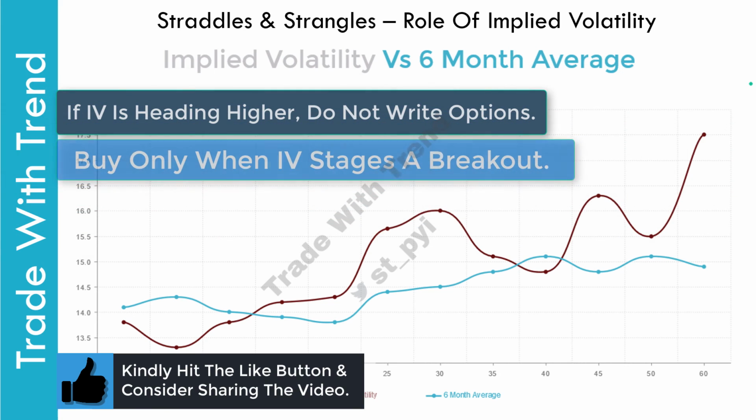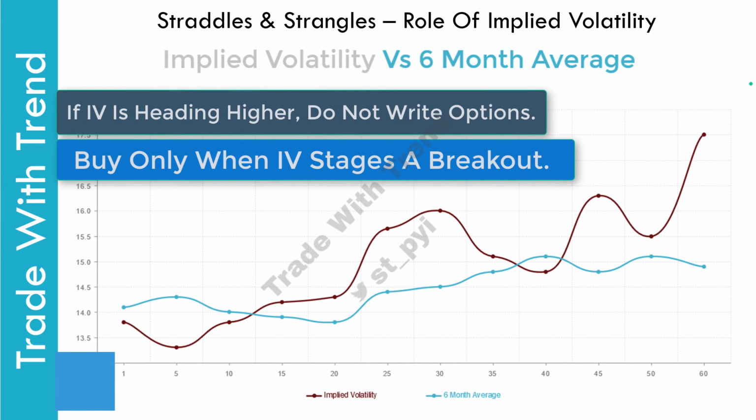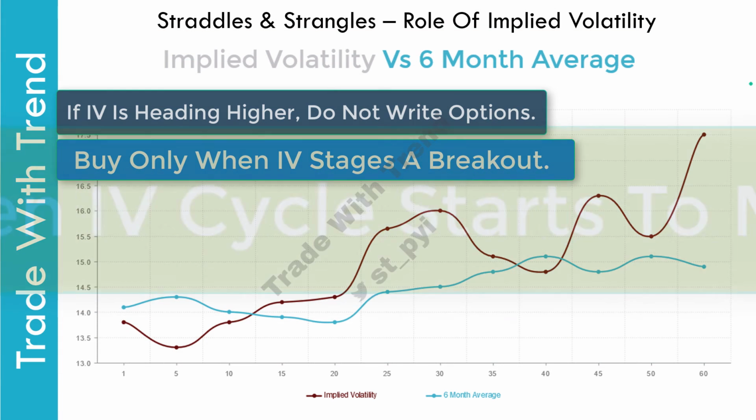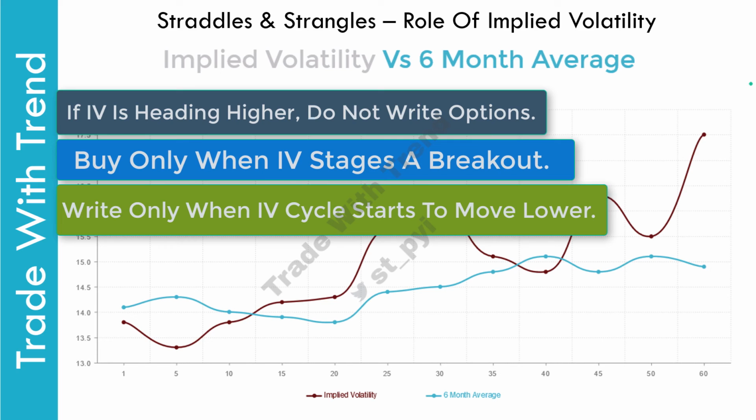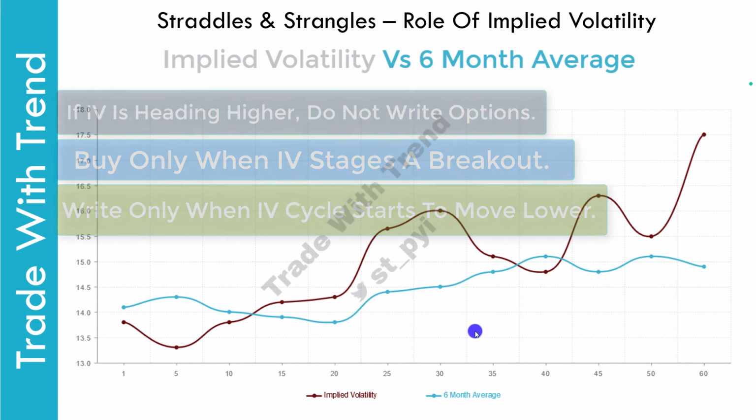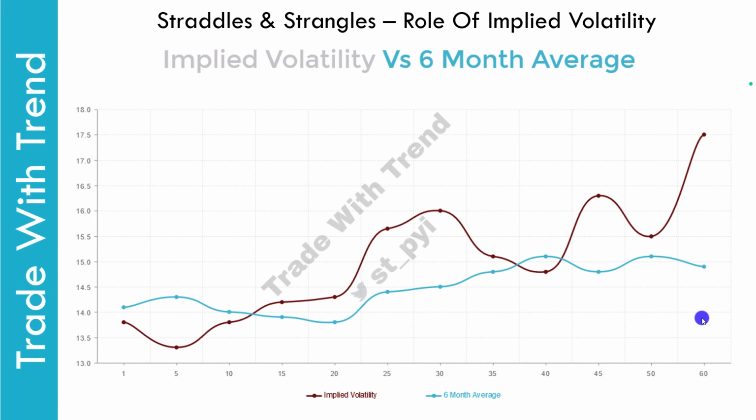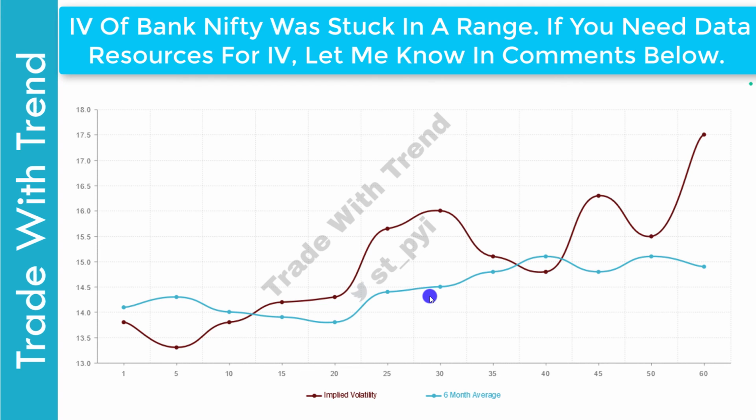Rule number 2. If IV reaches the bottom end of volatility range or it breaks out after a prolonged range movement, only then consider buying straddles and strangles. Rule number 3. Write straddles and strangles when IV cycle has completed on the upside and is clearly heading lower. If you look at the chart in front of you, I have taken 60 days of IV data for Bank Nifty. Prior to March, Bank Nifty IVs were struggling between 13 and 16 level. This was the right time perhaps to attempt writing straddles and strangles.